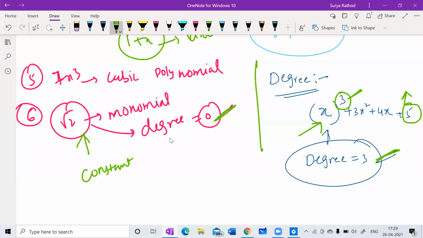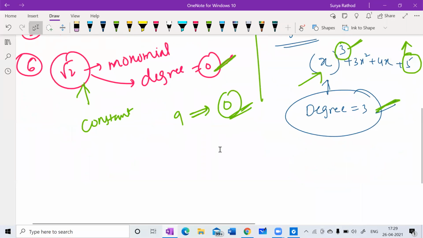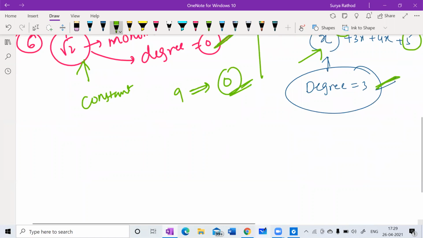If I write the degree of 9, it is equal to 0. Why? Because 9 is a constant. Are you getting my point? So the degree of a constant will always be 0. Shall we go for the next question?